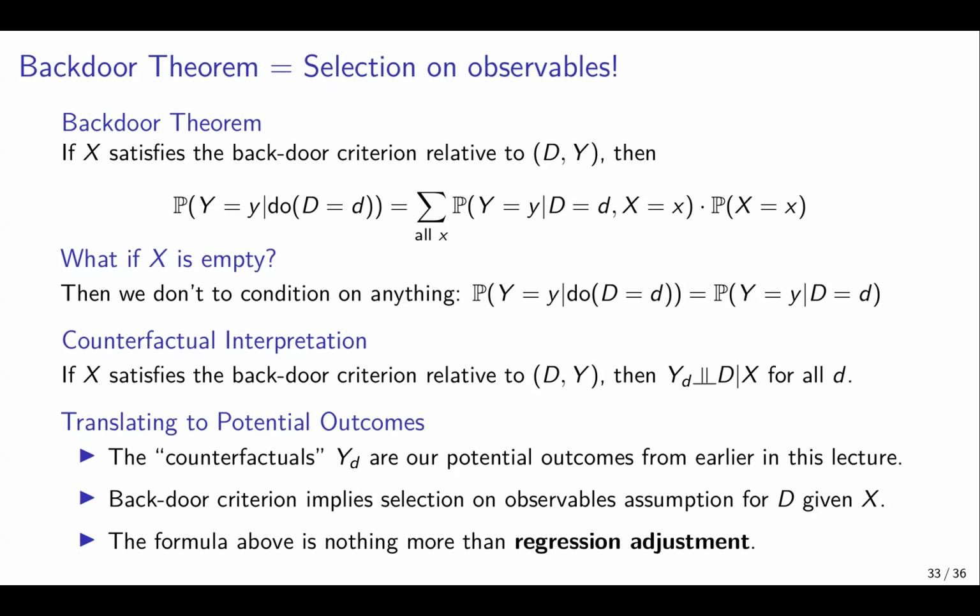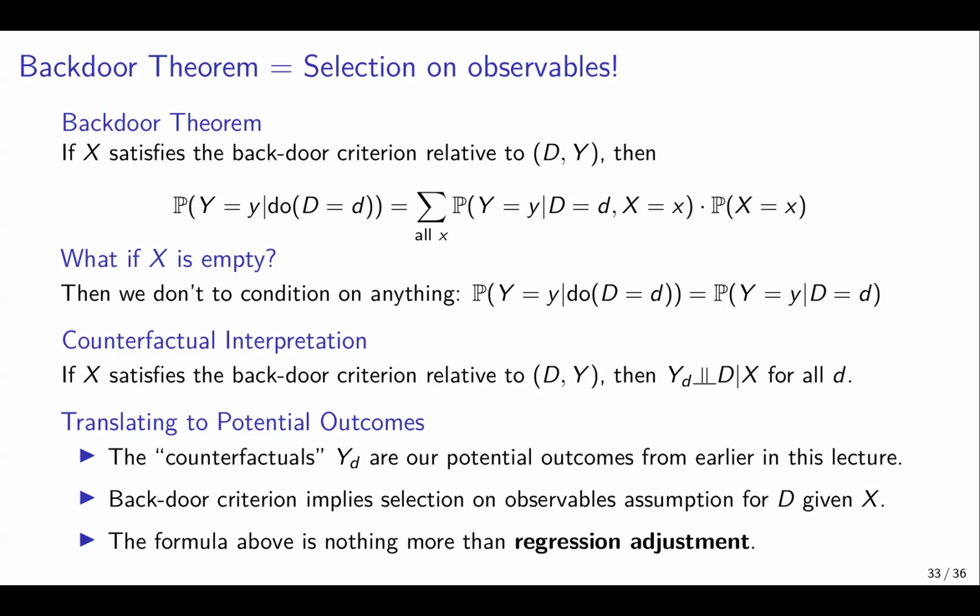And here's the big reveal. If x satisfies the backdoor criterion relative to d and y, then this means that the potential outcomes yd are independent of the treatment variable conditional on x for all values of d. So that brings us right back to our potential outcomes version of the world. So this DAG stuff is not, in some sense, incompatible with what we've talked about before. It's a different way of thinking about it.